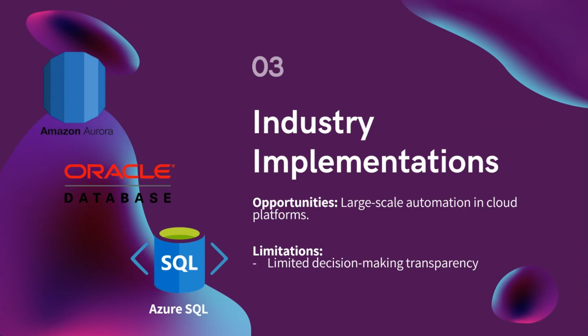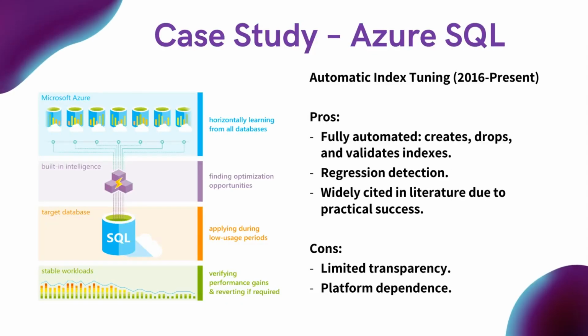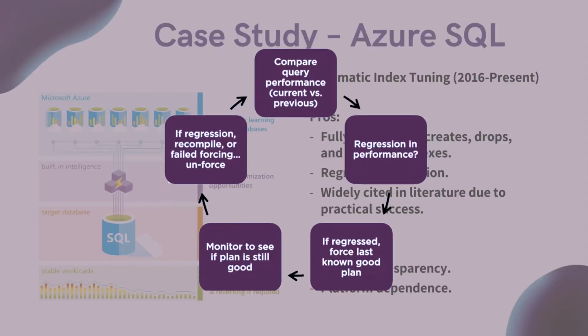Such commercial adoption of machine learning showcases the evident development of indexing automation in the industry, and it is a great sign for more widespread application of this approach in the future. A leading example that is also widely cited in the related literature is Microsoft Azure SQL. It introduced automatic index tuning in 2016. Unlike traditional advisory tools, Azure SQL creates, drops, and validates indexes automatically. Additionally, it includes regression detection, which means the system monitors whether an index actually improves performance and rolls back the changes if it doesn't.